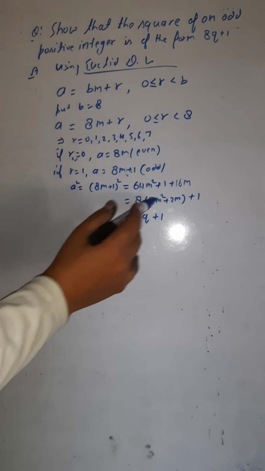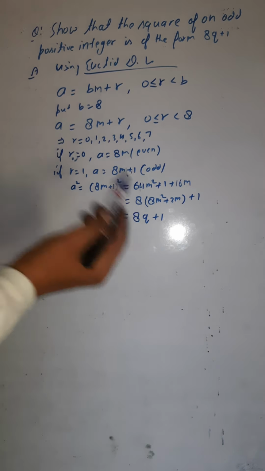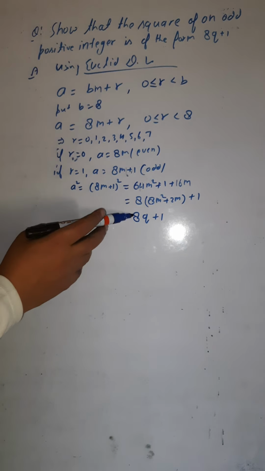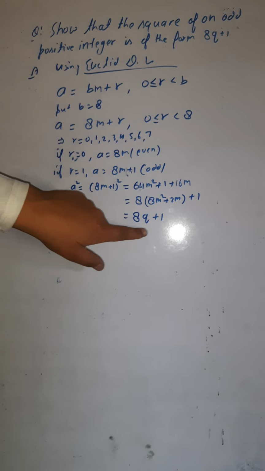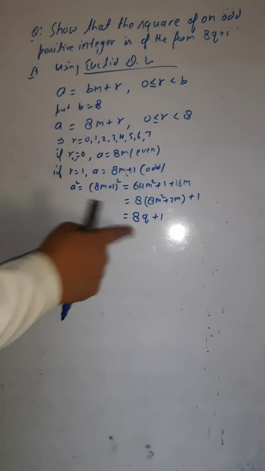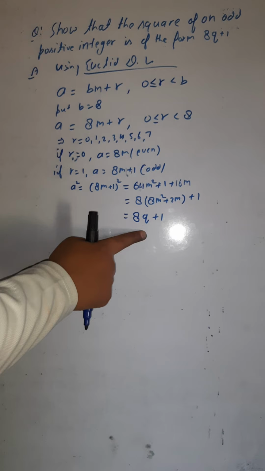This is already an integer. This is also an integer, na? So I can write it as some other integer, let's say it is q. So it implies this is 8q plus 1. Hence we have proved that the square of an odd integer, this was an odd integer, so its square is of the form 8q plus 1. This we had to prove. We have proved it. Are you getting this?